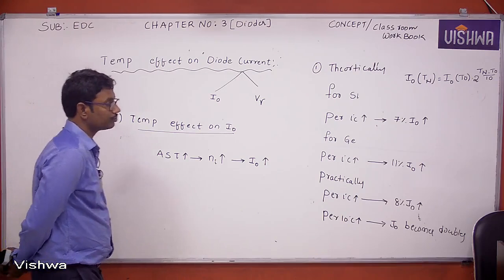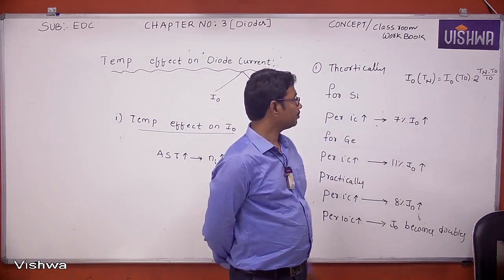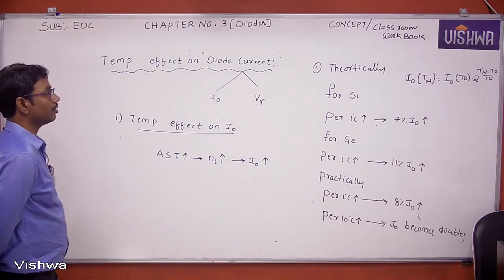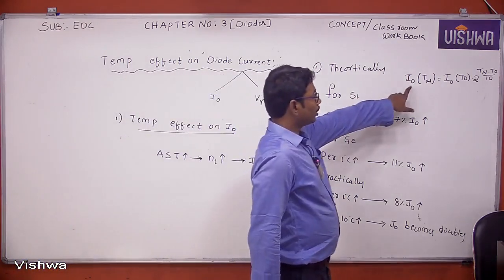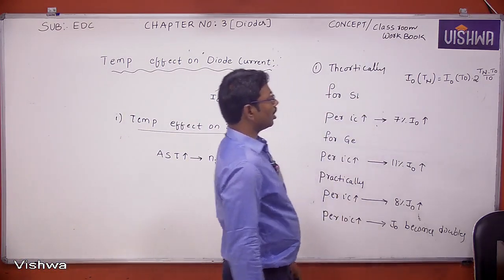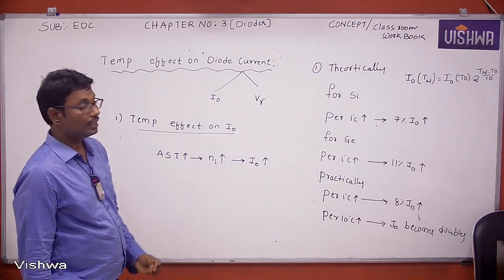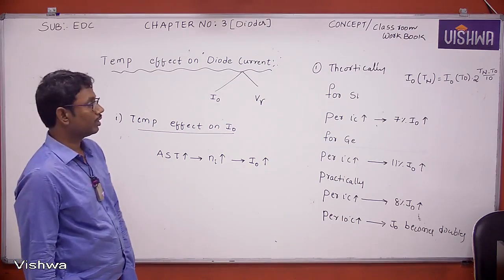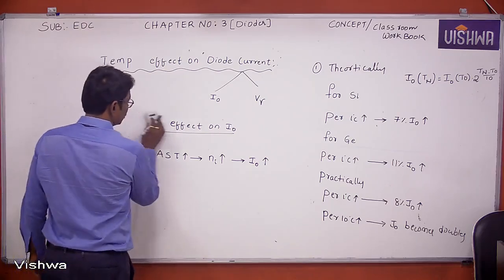Reverse saturation current at any temperature is given by I naught of Tn equal to I naught of T naught into 2 power (Tn minus T naught) by 10. This is one case.